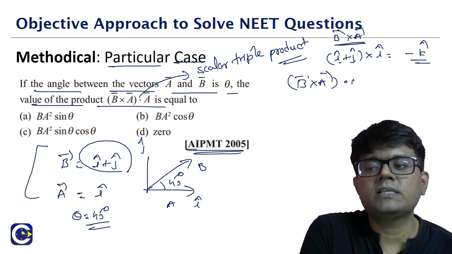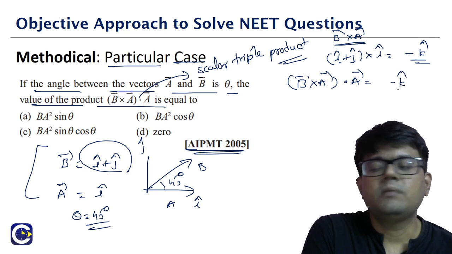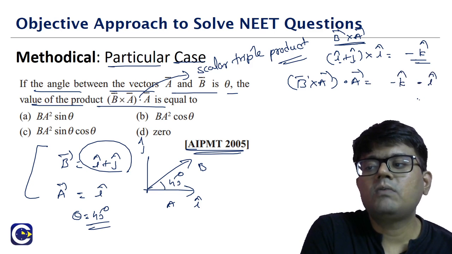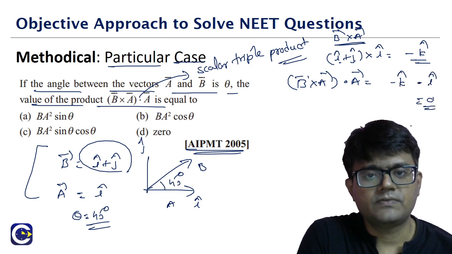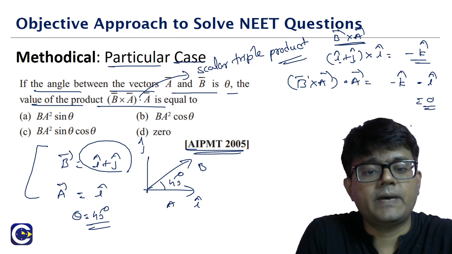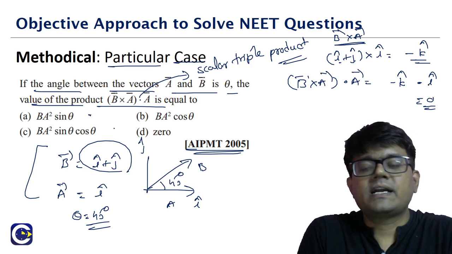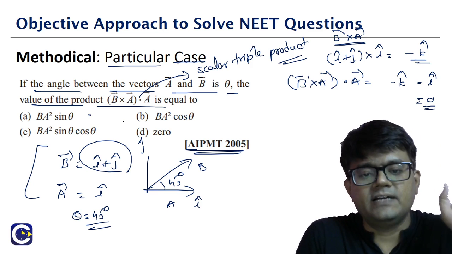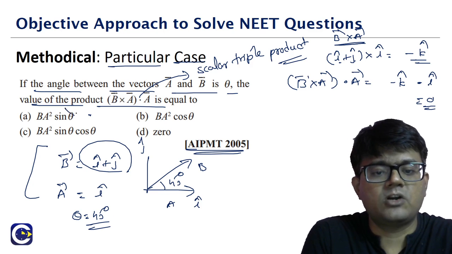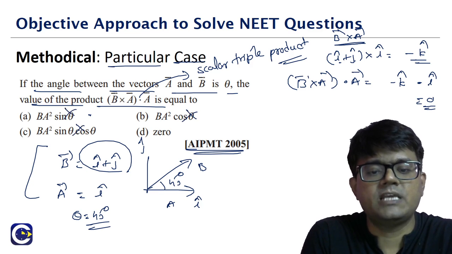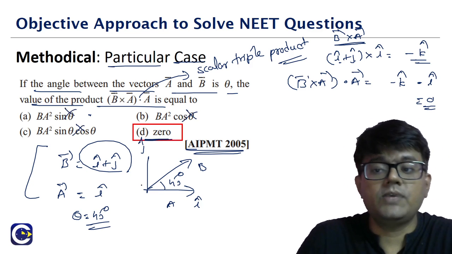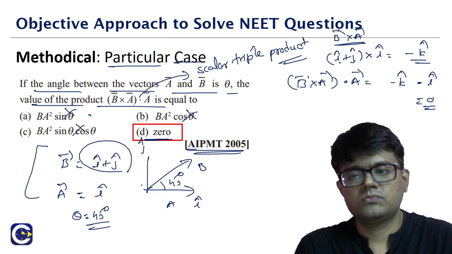So what is B cross A dot A? Minus K dot I. What is K dot I? It is 0. Okay, so finally the answer should be 0. Now see, option A will definitely not be 0, because it is B A square sin theta, and sin 45 means 1 by root 2, so it will not be 0. Option B is not 0, option C is also like that, only in option D we'll have the answer 0. So this is what we call the particular case method. Okay?